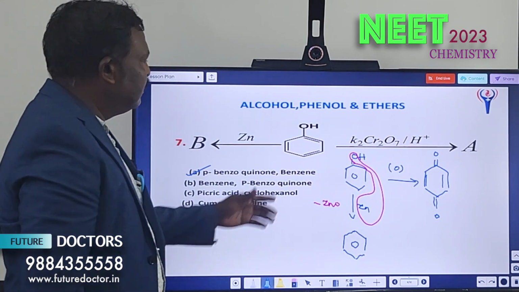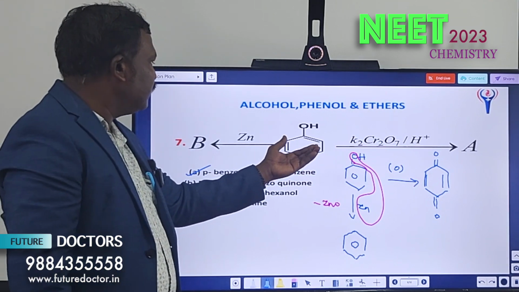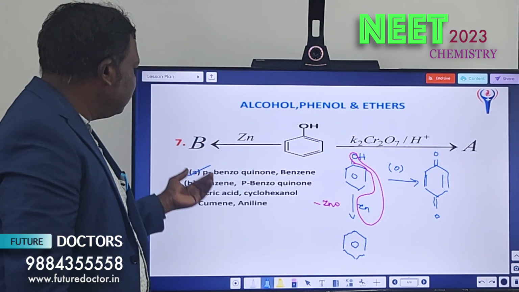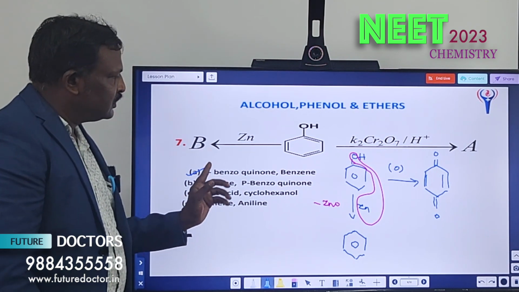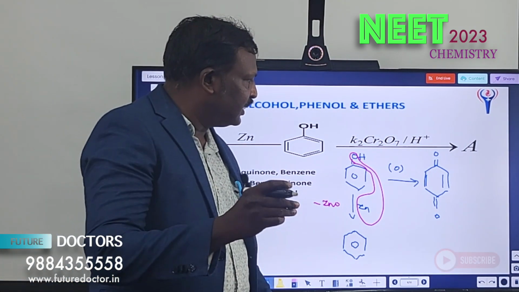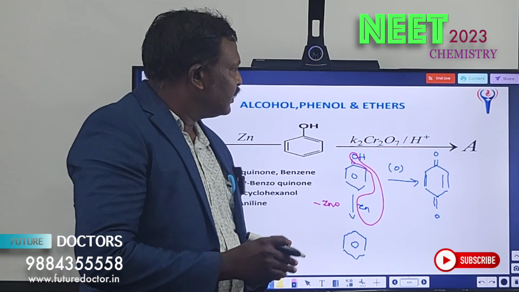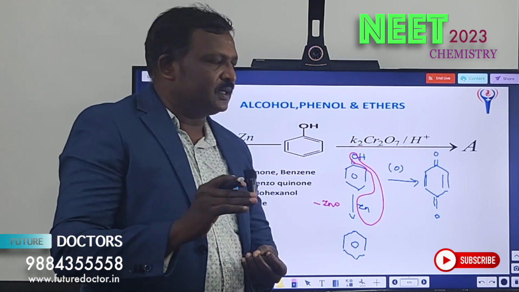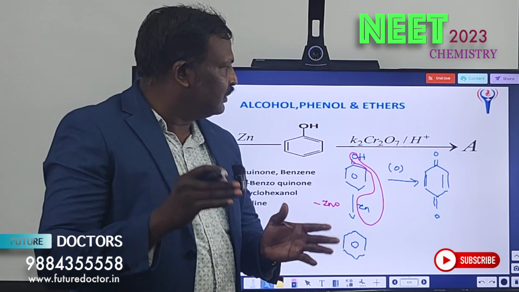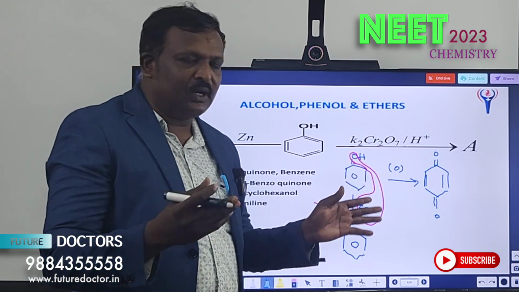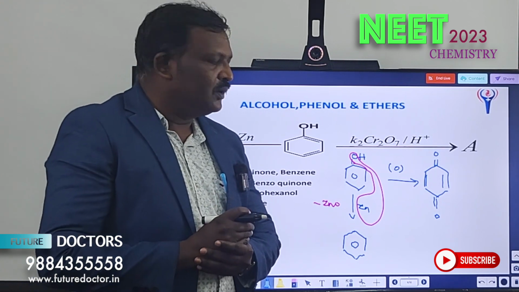So, simple one. Phenol is oxidized, we get parabenzoquinone. Phenol reacts with zinc to form benzene. So answer A is the correct option. Understood? I have given only very standard equations, so study this thoroughly. I already told you the name reactions and important reactions. If you study them, you can easily answer the one or two questions they ask in the NEET examination. Okay, students. Thank you.